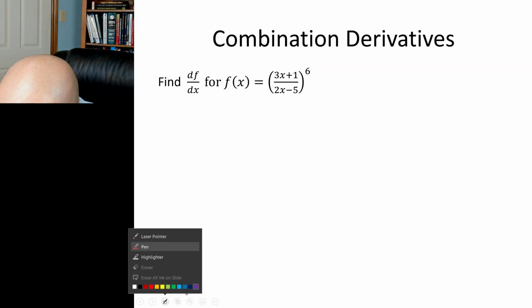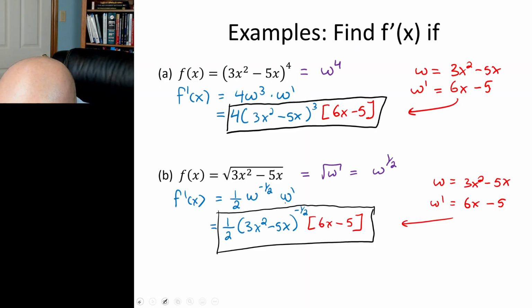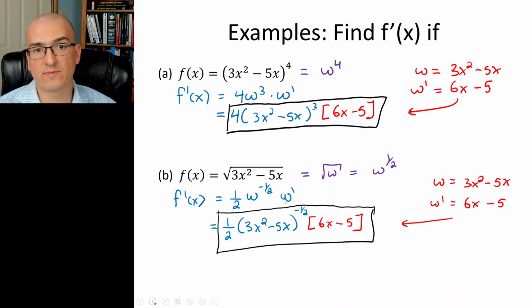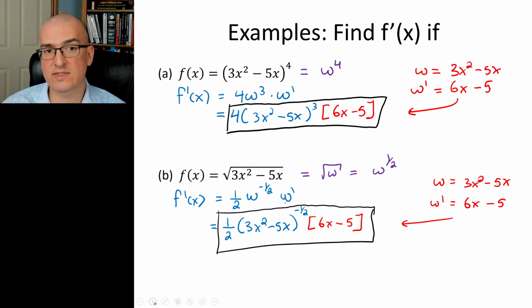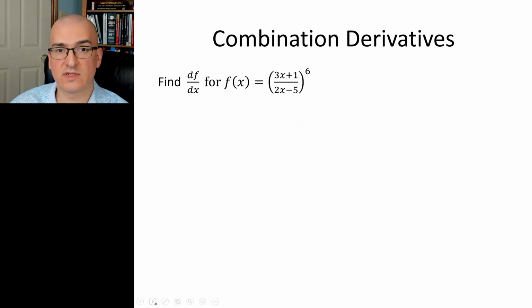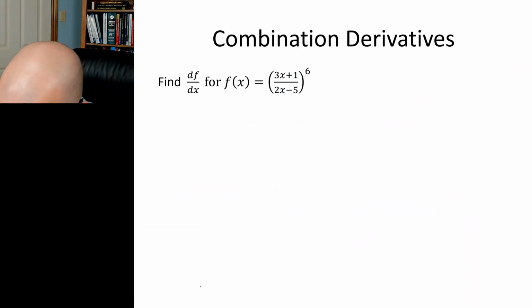The easiest way is to start by doing what we did in these problems, by saying we have a function raised to a power, and I'm going to replace the thing that's being raised to the power with the letter w. And it doesn't matter if that thing is a fraction or not. It's a more complicated w, but it's still a w. This is w to the power of 6.